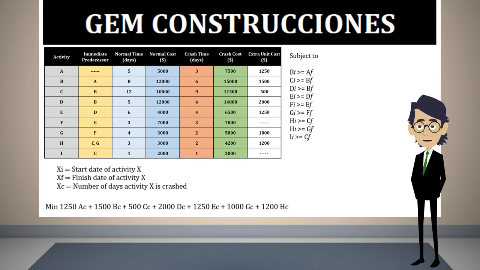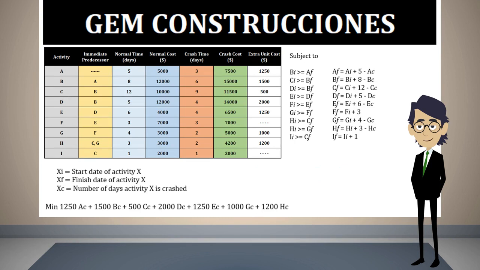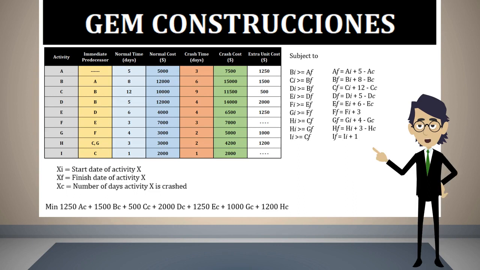The start constraints are the same as before. But in the finish constraints, we must now take into account the time the activity can be crashed. For instance, in activity A, its finish time must be equal to the start time plus the duration of the activity. But now we must subtract the crash time. Similarly, as we did for activity A, we must do the same for all the activities that can be crashed. Observe that for activities F and I, the crash time is not subtracted, since these activities cannot be crashed.